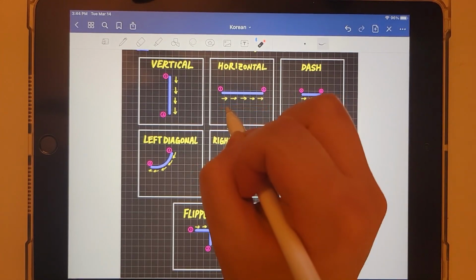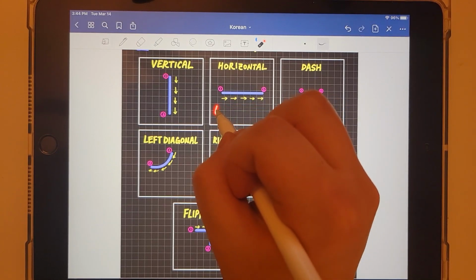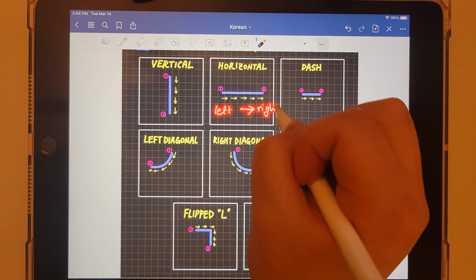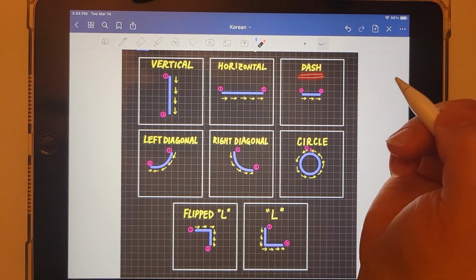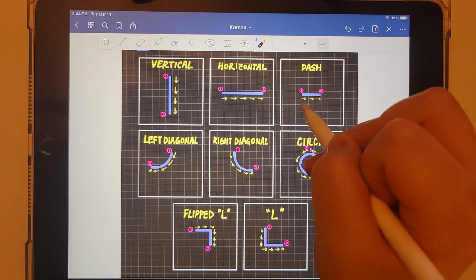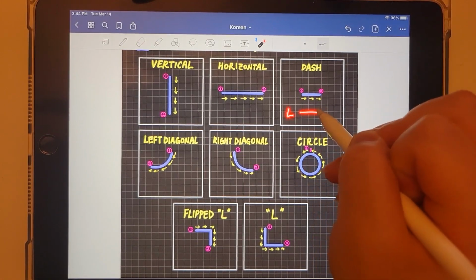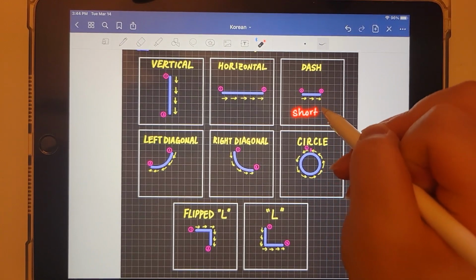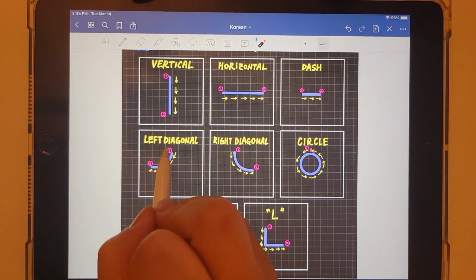Straight line. And this line is gonna go from left to right. Yes, from left to right. The dashes are third. It is basically gonna be like the horizontal, but a little shorter, as you can see. And it is also going from left to right. And it is a short horizontal, basically.